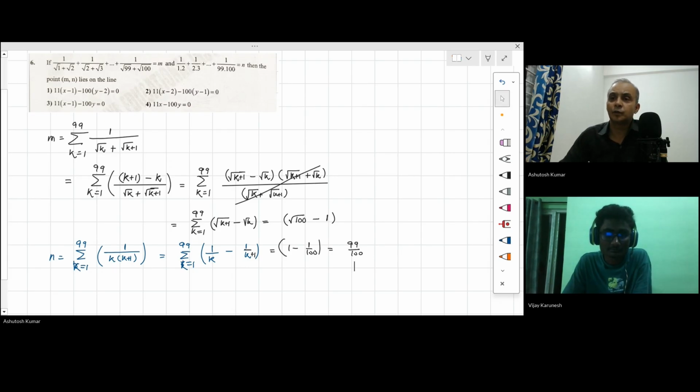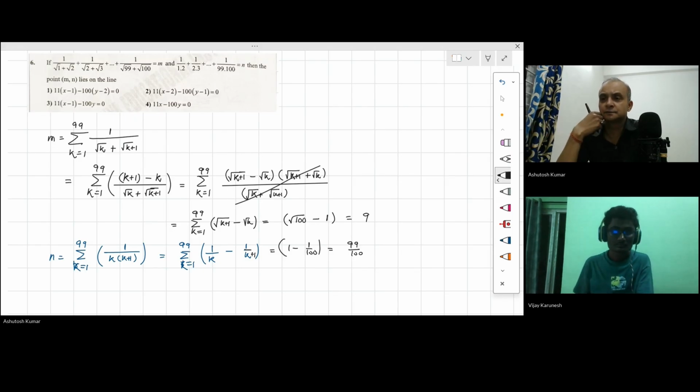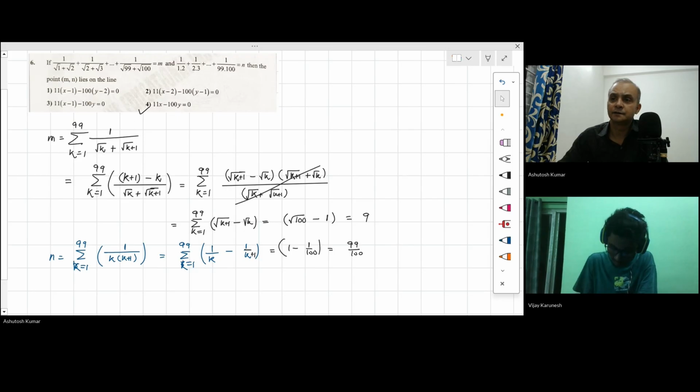Now what they're asking is that the point lies on the line. So this is going to be root 100. So why can't we calculate, it is 9 actually. Yes. Now it's easy to calculate. So 9 and 99 by 100, and then you will satisfy. So which one? Can you check it quickly? Option D, sir. Option D. Option 4. Okay. So that is not difficult. I hope you can understand.